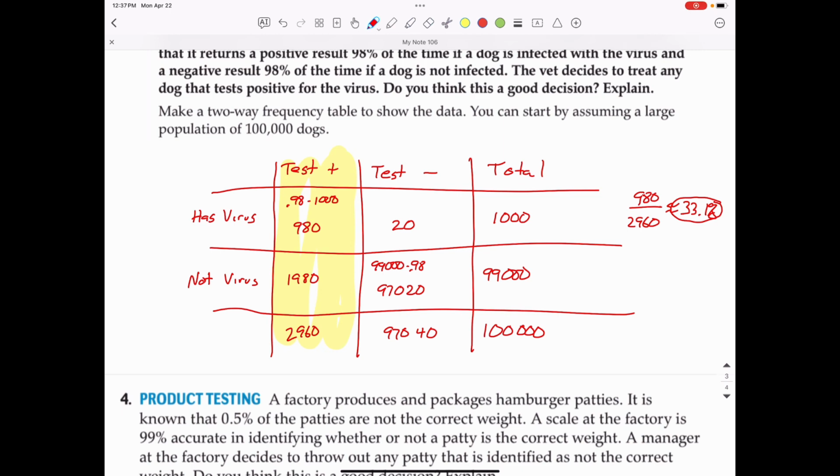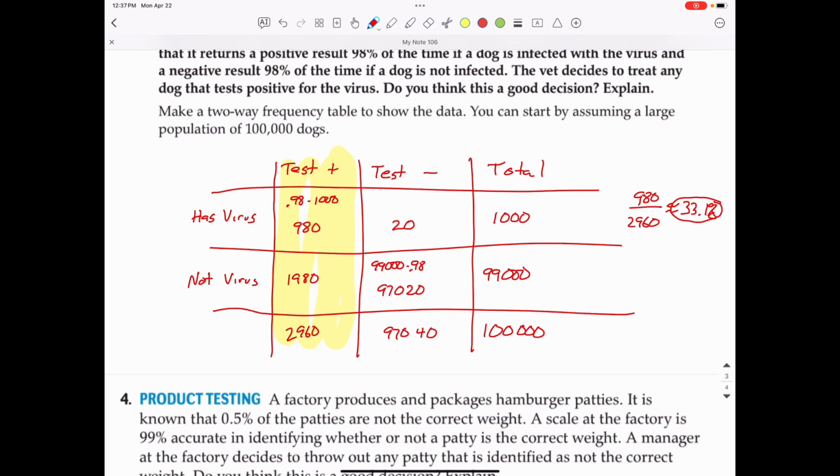So it is not a good idea to test all the dogs and treat all the dogs for this virus, because there's a very strong chance that these positive tests give you a false positive and they actually do not have the virus. So there might be reasons why you wouldn't want to treat every dog.